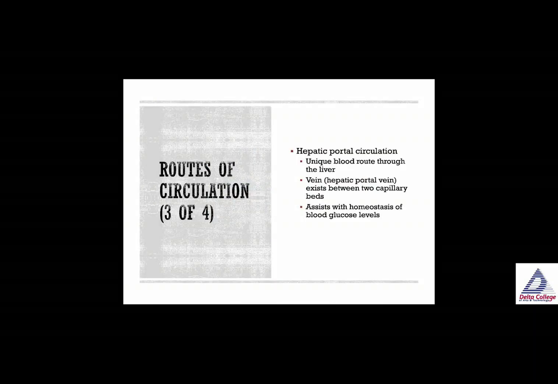Now let's talk about hepatic portal circulation. Anytime you see hepatic, we're talking about the liver. So, a unique blood route through the liver. We have the hepatic portal vein that exists between two capillary beds. This assists with the homeostasis of blood glucose levels. Remember, I told you excess blood glucose goes to the liver, gets stored as glycogen. It gets in there through the hepatic portal vein.